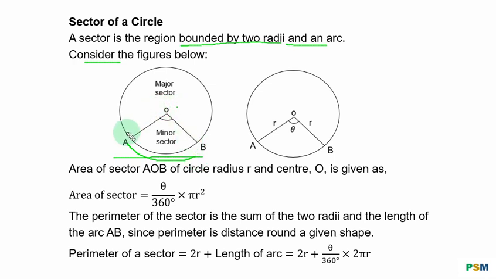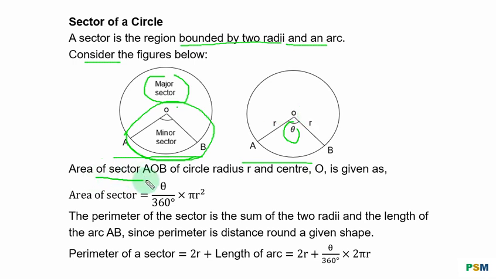So this region that is bounded by the two radii and the arc is the minor sector, while the larger part is the major sector. If you come here, theta is the angle of the sector. You have the two radii.